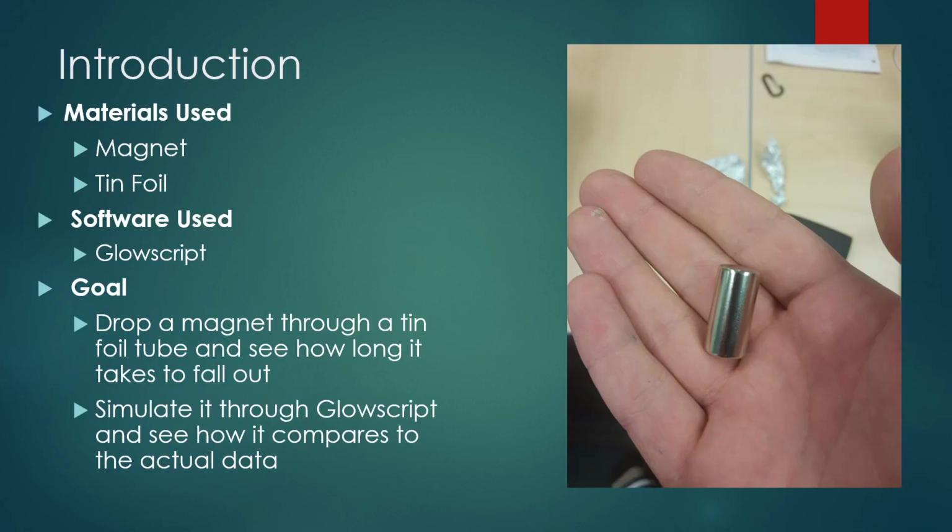So what we needed for this lab was just a magnet, some tinfoil, and some software from GlowScript. The goal of this lab was to find out how long it takes a magnet to fall out when dropped through a tinfoil tube. We simulated this all through GlowScript and compared it to the actual data. And here's the magnet that we used.